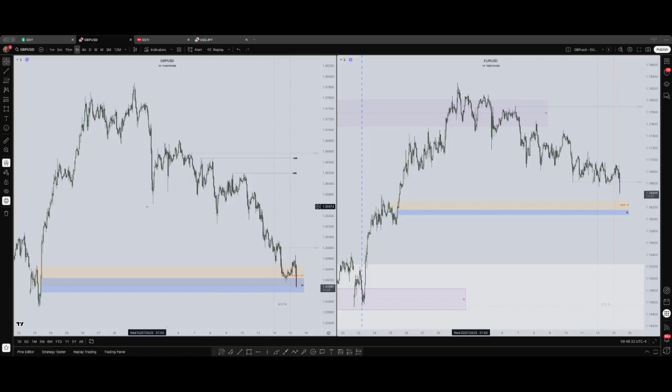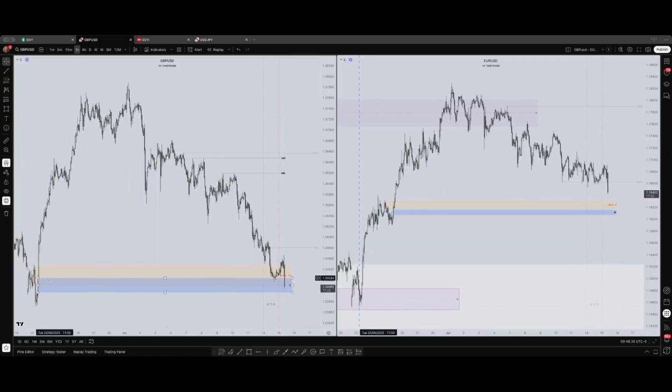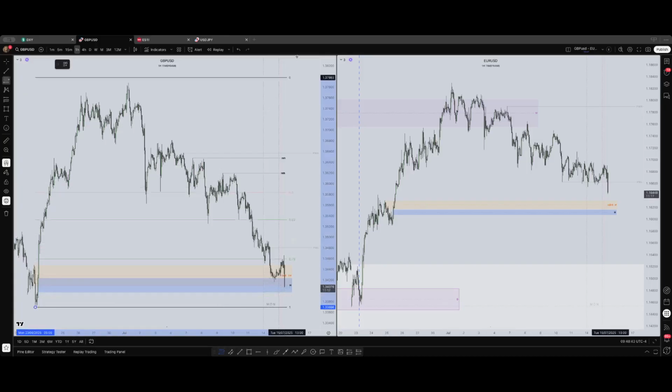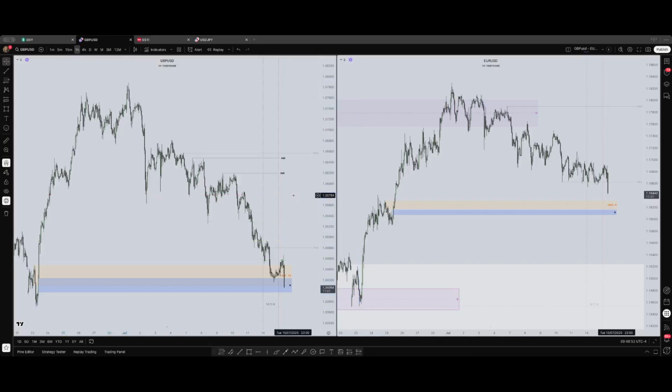So GBPUSD already is on discount. If you measure from here to here with Fibonacci, all this range is in a deep discount. And in this area, as you can see, we have confluence of a one hourly fair value gap and a breaker. One hour breaker and one hour fair value gap.